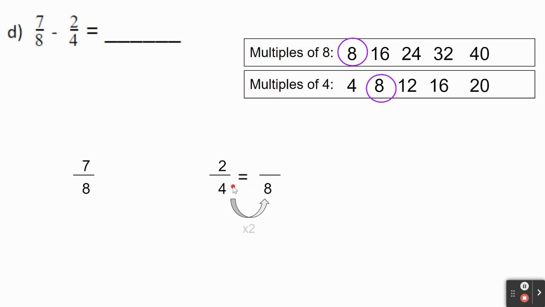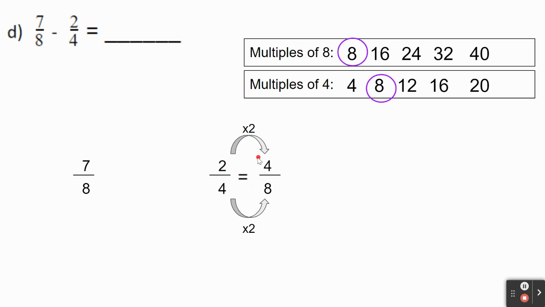Well, 4 times 2 equals 8. So since we're multiplying by 2 on the bottom, we're going to multiply by 2 on the top. 2 times 2 equals 4. So that means that 2/4 is equivalent to 4/8.